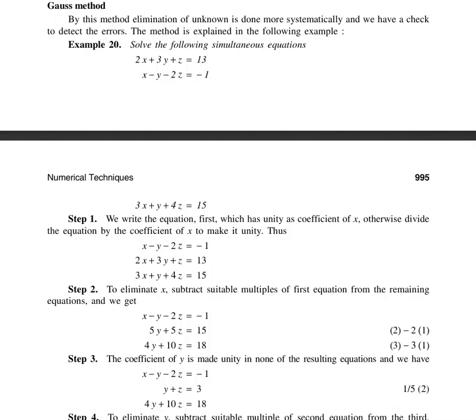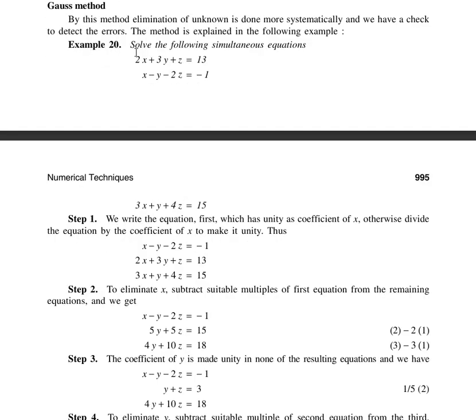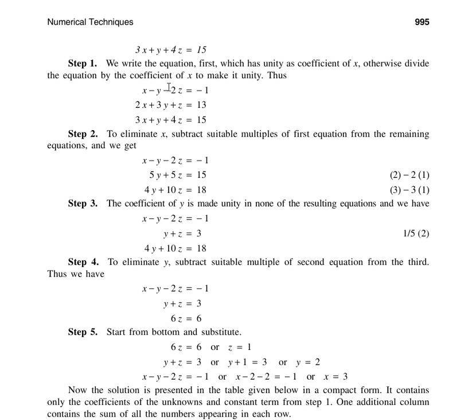Let's talk about the Gauss method and the Gauss-Seidel method. Okay, so the Gauss method is literally an elimination method. The goal is that we first arrange the equations so they look okay. I think here it's well arranged.